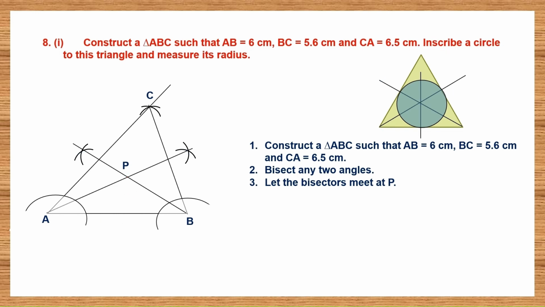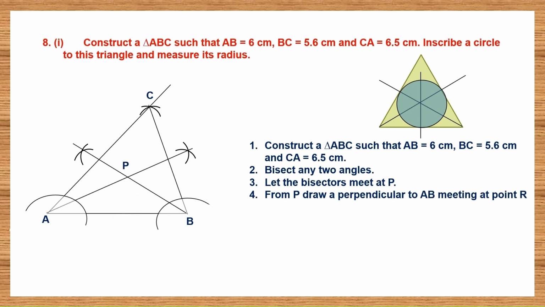So now that we have drawn the triangle, we are going to construct the incircle. So for that, the first step here is from P, draw a perpendicular to AB. Now from the point P, we're going to draw a perpendicular which will touch AB. Now how do we do that?